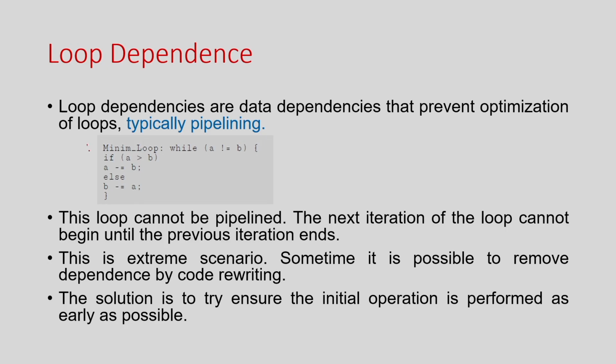Now we understand these kinds of dependencies, and what I am going to discuss is how these dependencies create an impact on loop pipelining. Let us take the simplest example. Suppose I have a loop here, and if a greater than b, then I update a equal to a minus b, or else I update b equal to b minus a. Suppose this is what is happening within a while loop.